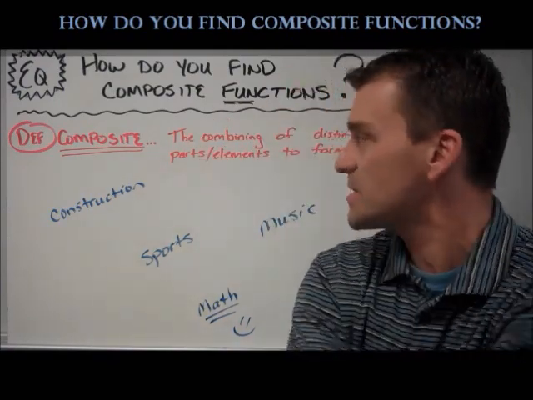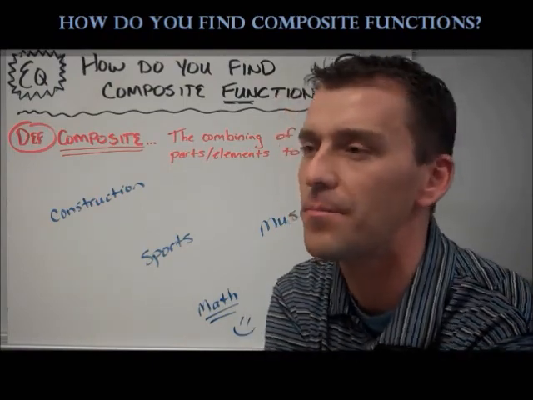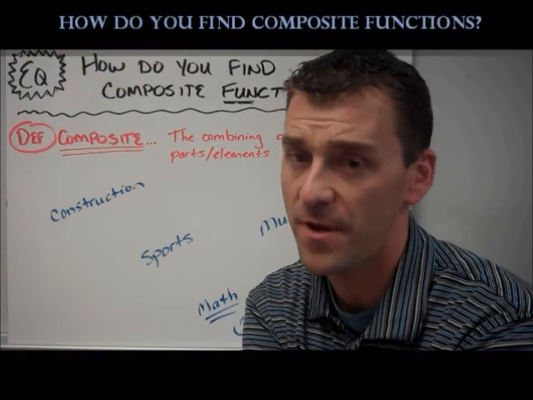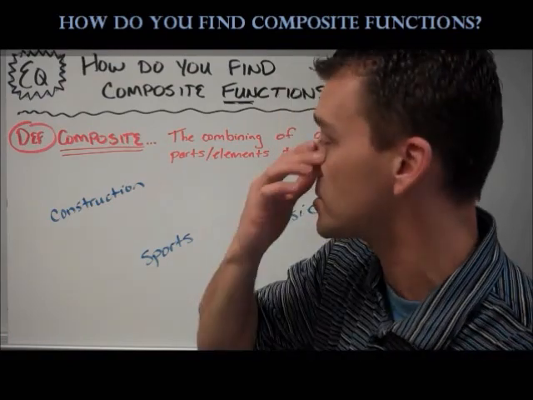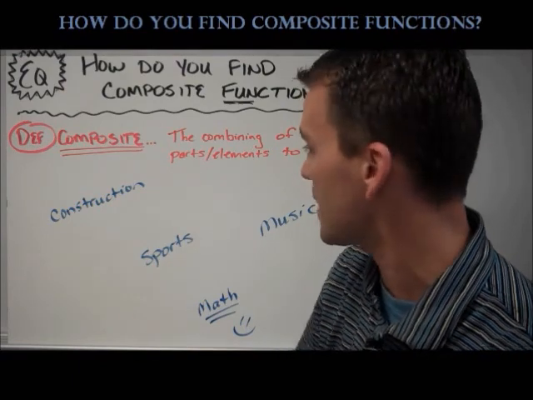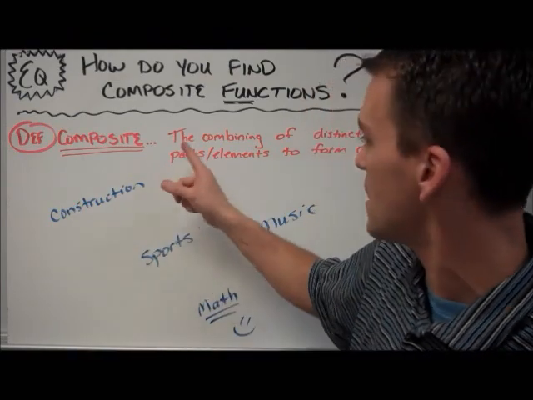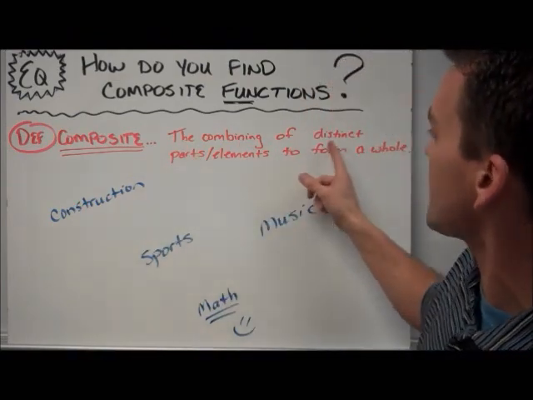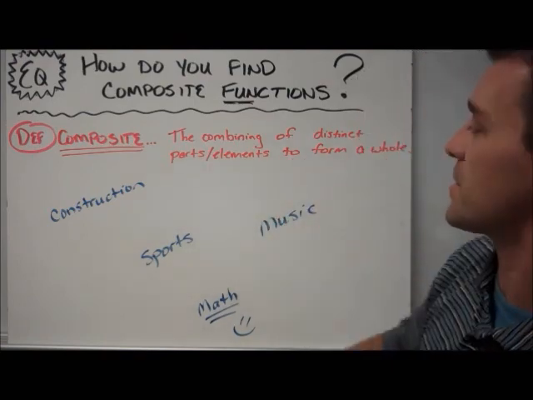Now, just a simple definition of what composite means. You hear the word composite in many different facets of life, not just this class, not just math. So the definition, I think I took it from Google, I just typed it in and it came up. There's many different definitions, but here's the one that makes the most sense: the combining of distinct parts or elements to form a particular whole.